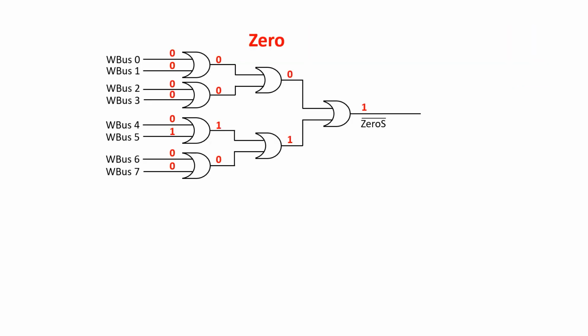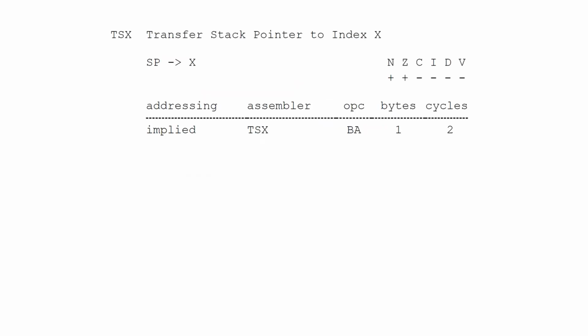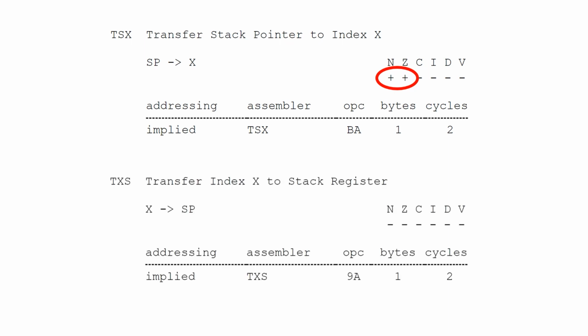One of the tricky things with the 6502 is that we don't always want to use the result from this 0 tree. For example, the transfer stack pointer to X instruction can set or clear the 0 flag, but a very similar instruction, transfer X to the stack pointer, doesn't impact the flags at all.